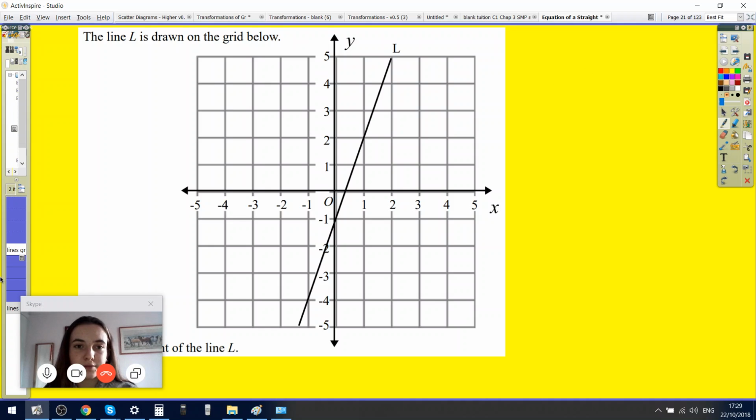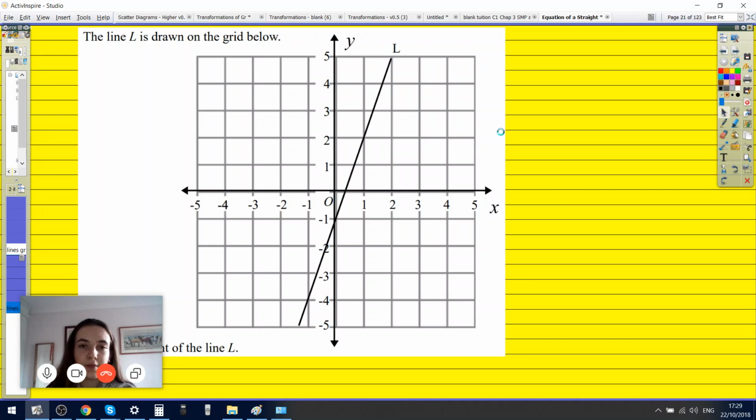Okay, this one. Find the gradient of this line. 3. How'd you get that? Because it goes across 1. Well done. For every 1 across, it's 3 up. Gradient is 3. Very, very happy with that.